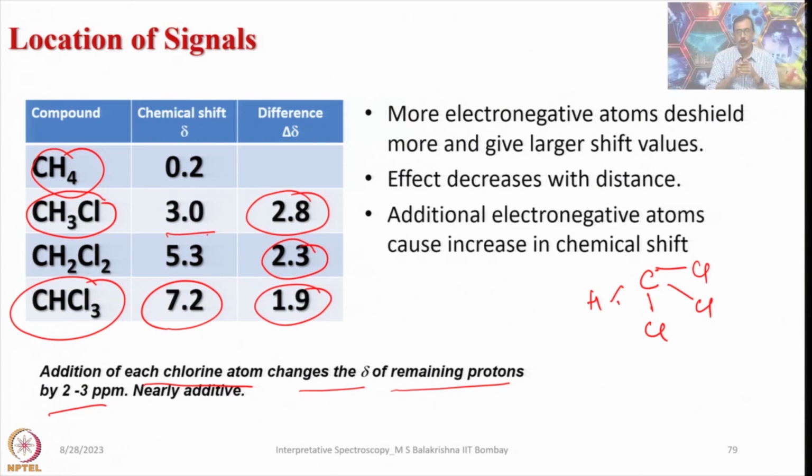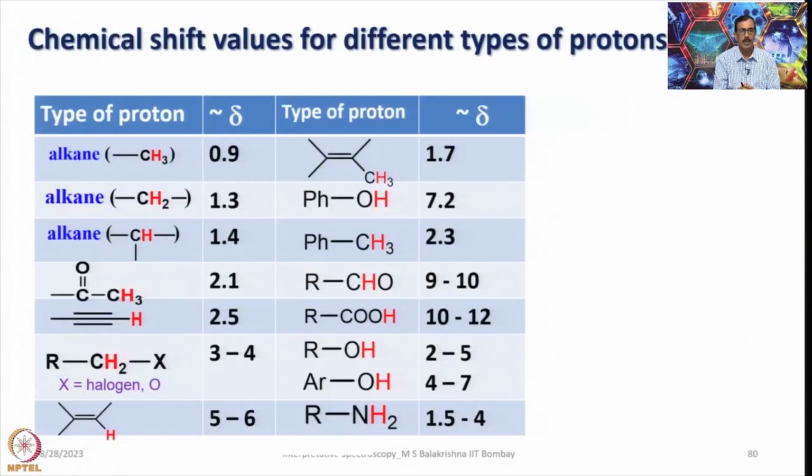So additional electronegative atoms cause an increase in chemical shift. If you keep on adding more and more electronegative atoms, more and more de-shielding will be there, and then the chemical shift value will increase. So here I have given chemical shift values for different types of protons.